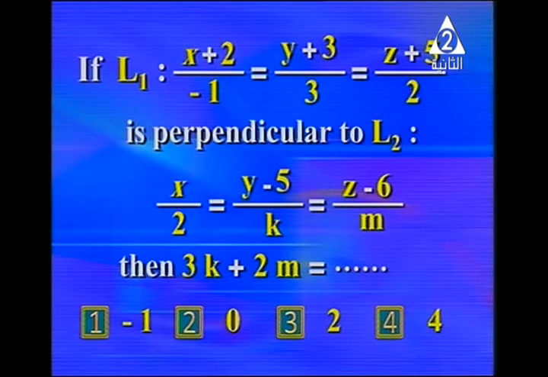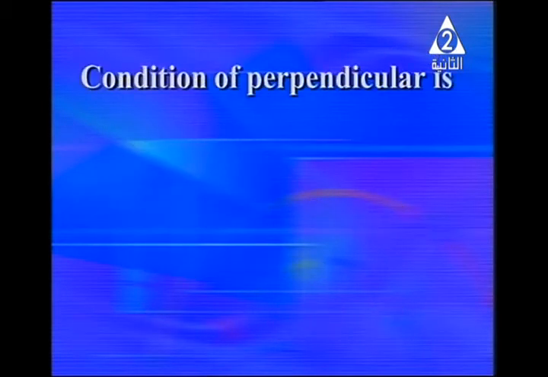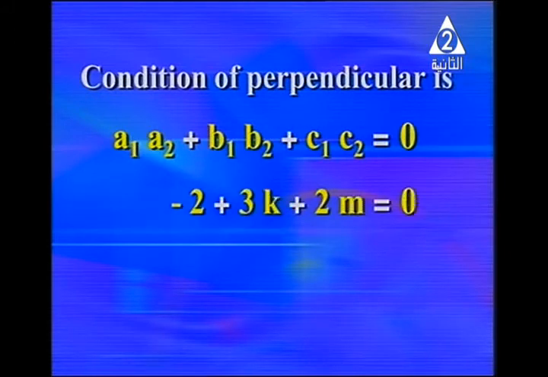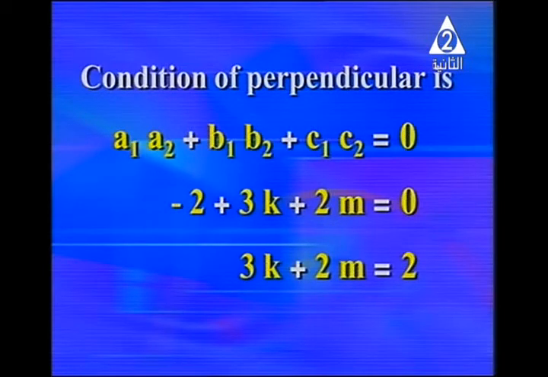Dear student, we have two straight lines that are perpendicular. What do you mean? Condition of perpendicular: a1 a2 + b1 b2 + c1 c2 equals 0. By substitution, then -2 + 3k + 2m equals 0. Then 3k + 2m equals 2.